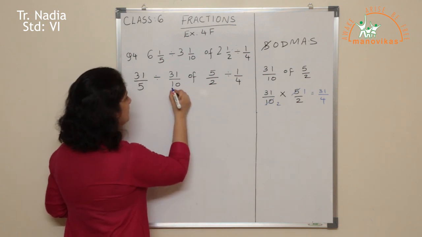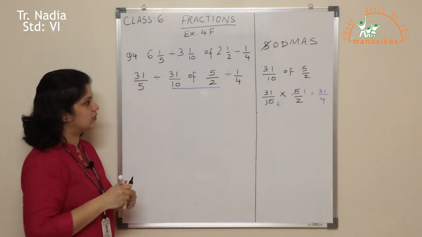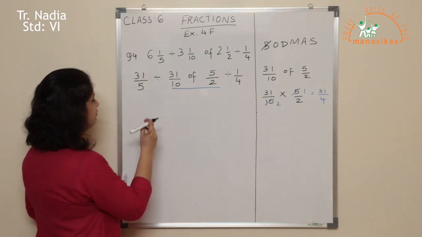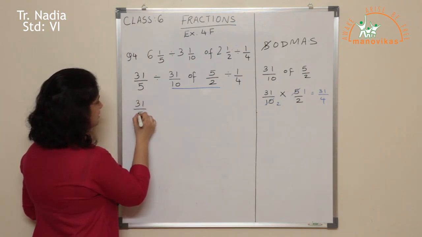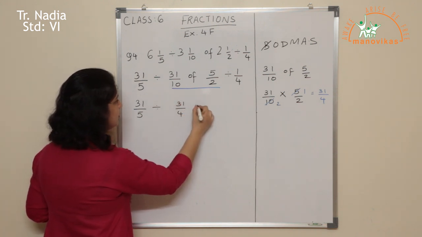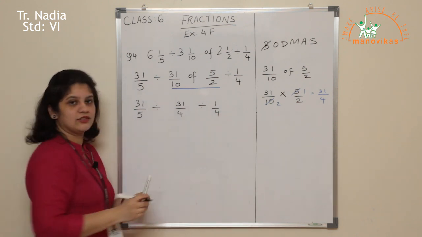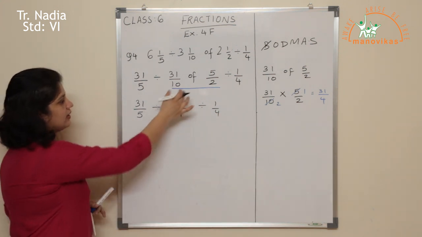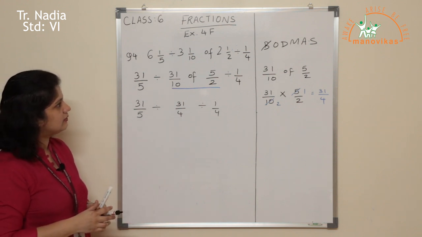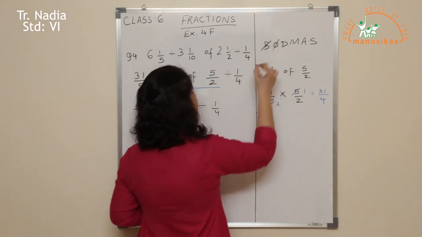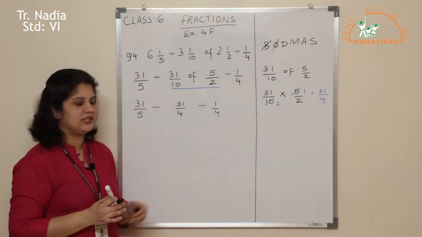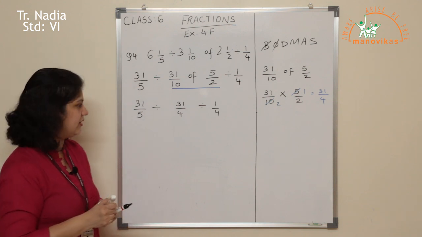Please use a pencil, children, to underline this so that you don't get confused. So the underlined part has become 31 upon 4. So in place of the underlined part, you will write 31 upon 4. Let the rest of the things be as it is. Only the underlined part will be replaced by the answer that you have got. Now look here, you are done with off. Next is division. Now this is all division only. You are left with only division here. So solve it one by one.